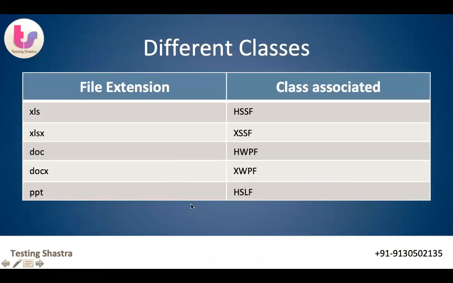Now let us talk about the different classes available in Apache POI. There are different classes for different file extensions that we want to handle. Let's say, for example, we want to handle XLS files. In that case, we can use the HSSF class. This is the name of the class in Apache POI, and we are going to talk about the long forms of them also. And then for the XLSX file, to handle it we have a class called XSSF.